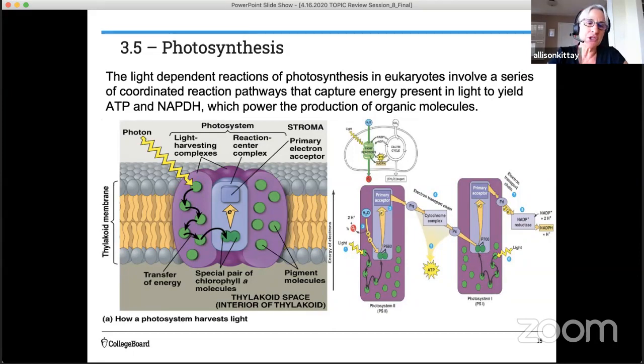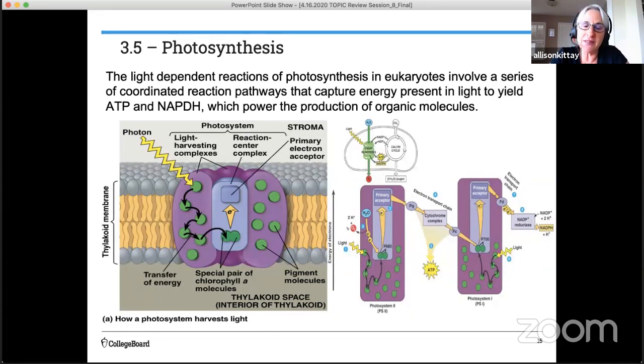Okay, so let's start off with the image, and I'm going to talk you through it. This is an image of a photosystem. A photosystem has a collection of pigment molecules. In this case, they're the chlorophyll A molecules that we're illustrating here. And it's going to have a light-harvesting complex and a reaction center and then an electron transport chain.